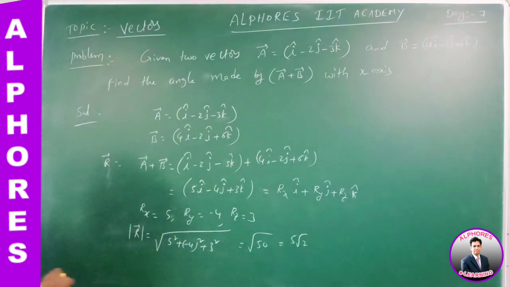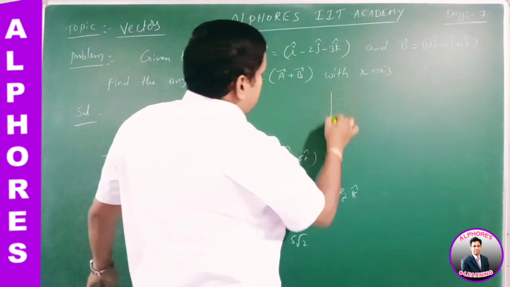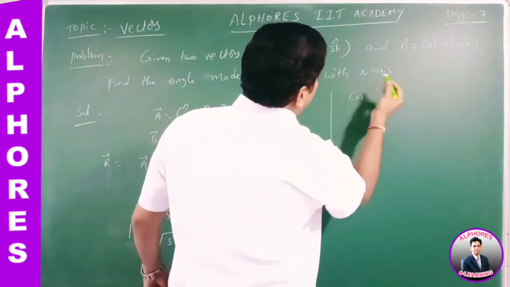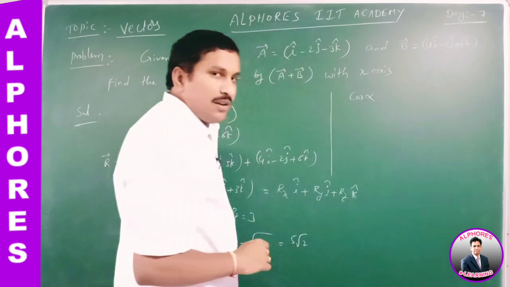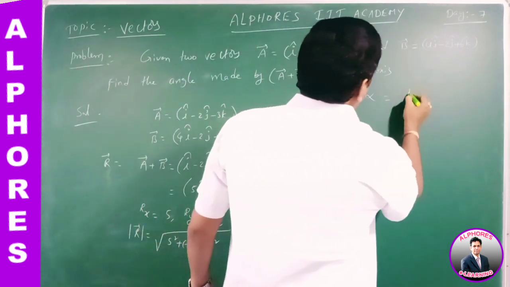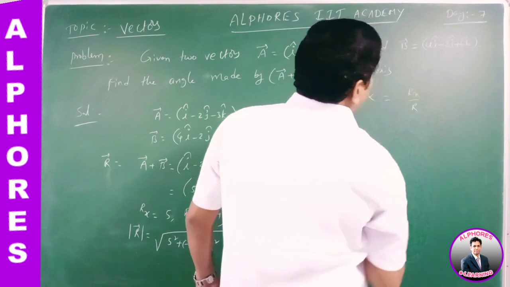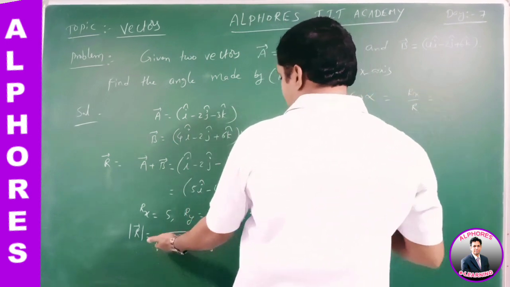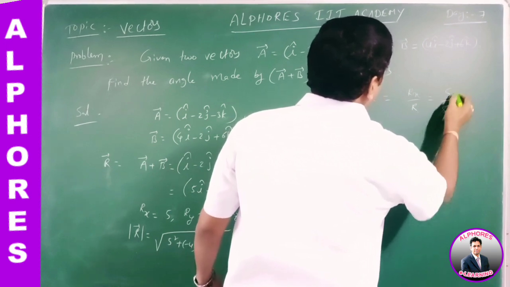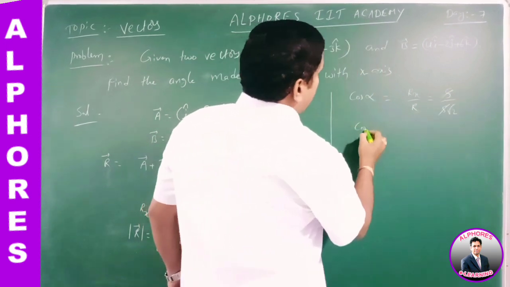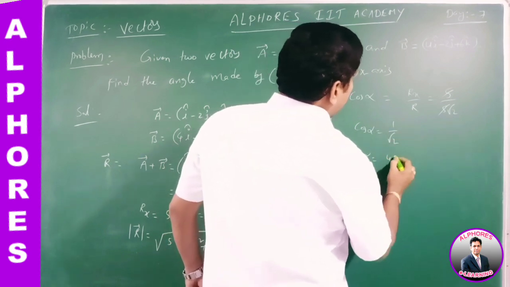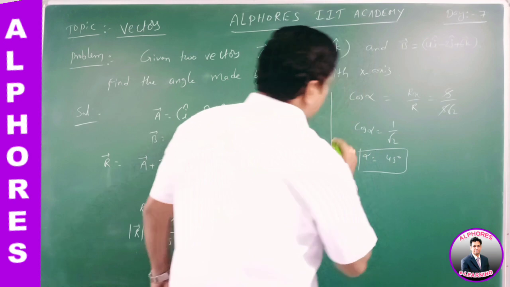Listen carefully. Here what I am asking is the angle made by this resultant vector with the x-axis, nothing but cos alpha. As per the direction cosines, cos alpha is equal to rx by r, as per the definition. Rx, what is the value here? 5. By r, that means 5 root 2. So what is cos alpha? I am getting 1 by root 2. Therefore alpha is equal to 45 degrees. This is the method.